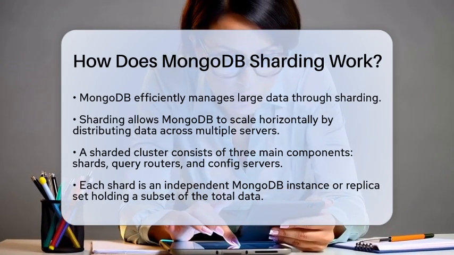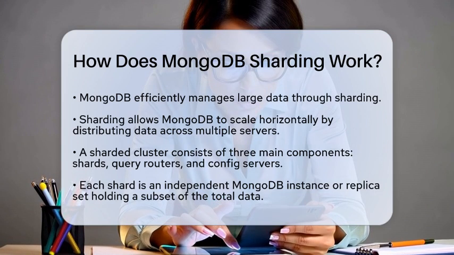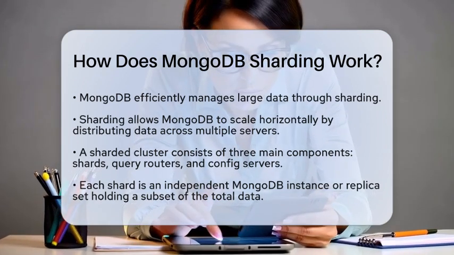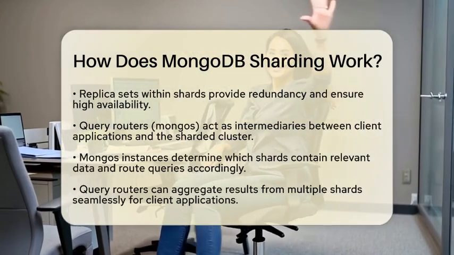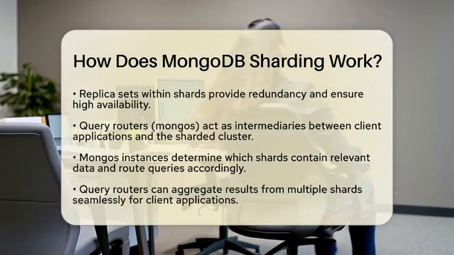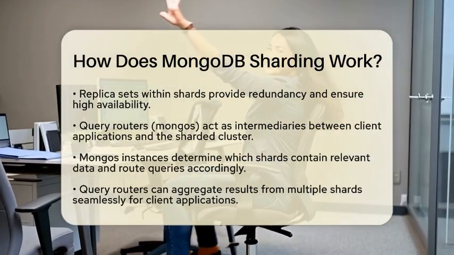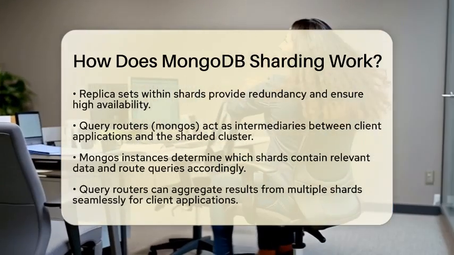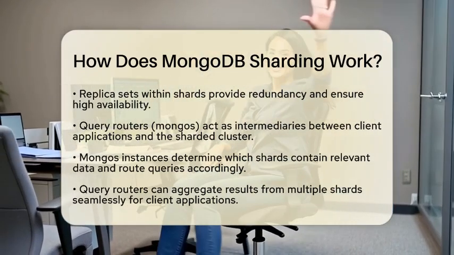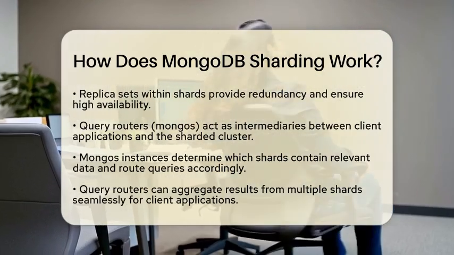First, we have the shards themselves. Each shard is an independent MongoDB instance or a replica set that holds a subset of the total data. By dividing the dataset into smaller parts, all the shards together store the entire data. The replica sets within these shards provide redundancy and ensure high availability.